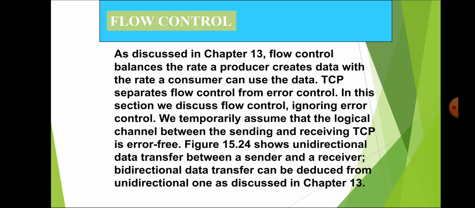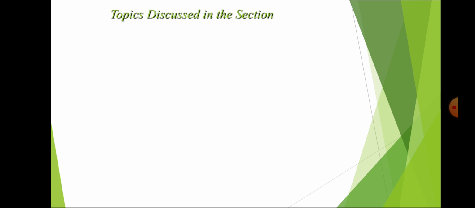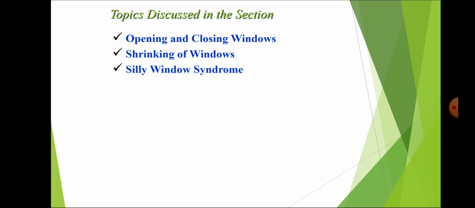You can study that figure in the book. It shows the unidirectional data transfer between a sender and receiver, and bidirectional data transfer can be produced from the unidirectional one. Whenever the lecture finishes, I will show you those figures and that discussion. The next topics are opening and closing windows, shrinking of windows, and silly window syndrome.